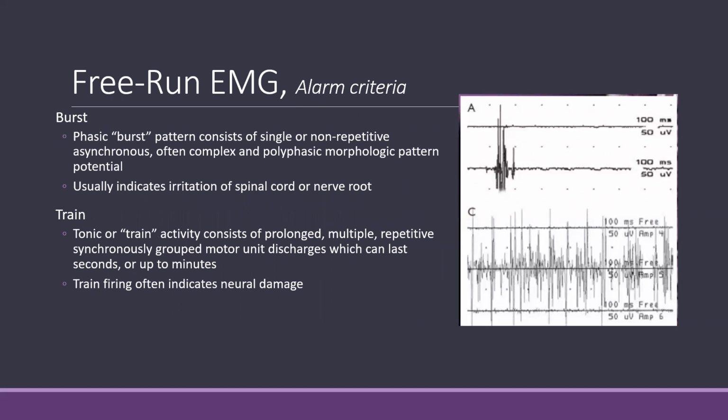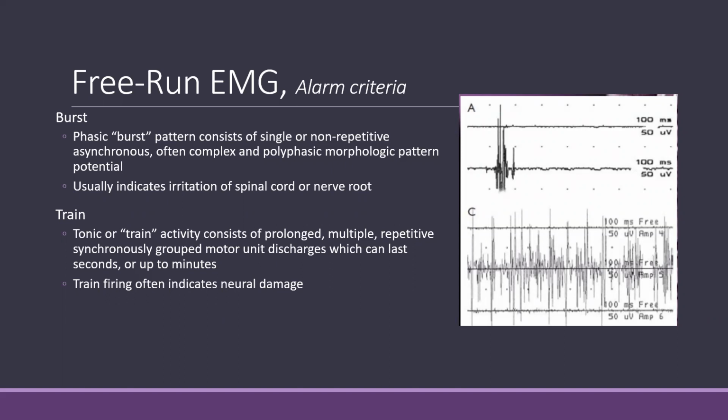As far as alarm criteria goes for free run EMG, we're looking for a specific firing such as bursts or train firing. These phasic burst patterns consist of single or repetitive, asynchronous, often complex and polyphasic morphological pattern potentials, which usually indicate irritation of the spinal cord or nerve roots.